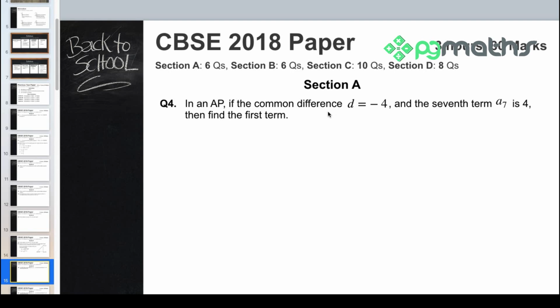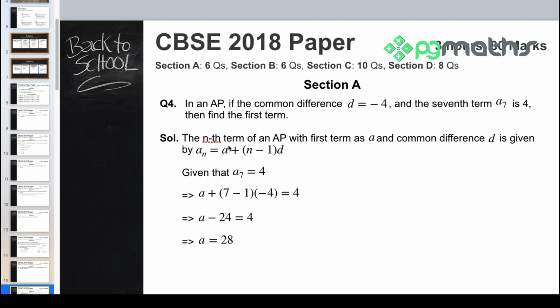Here the common difference d is given and the seventh term is given, so we have to find the first term. We'll simply equate the general expression for a7, and from there we will get the value of a. Let's see how it is done. The nth term of an AP with first term a and common difference d is given by an equals a plus n minus 1 times d.